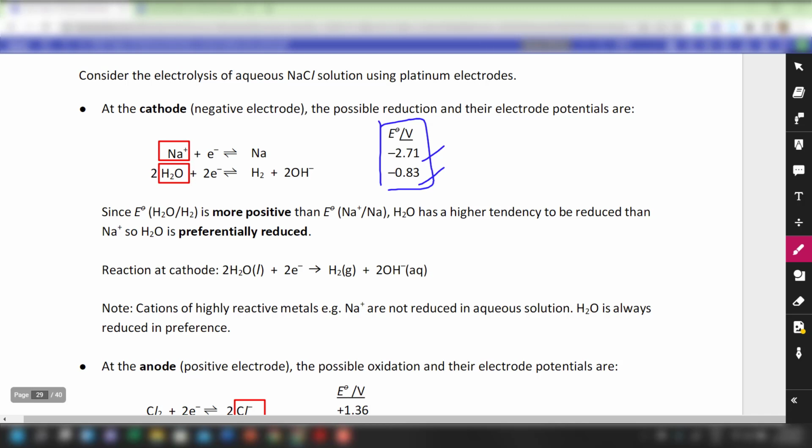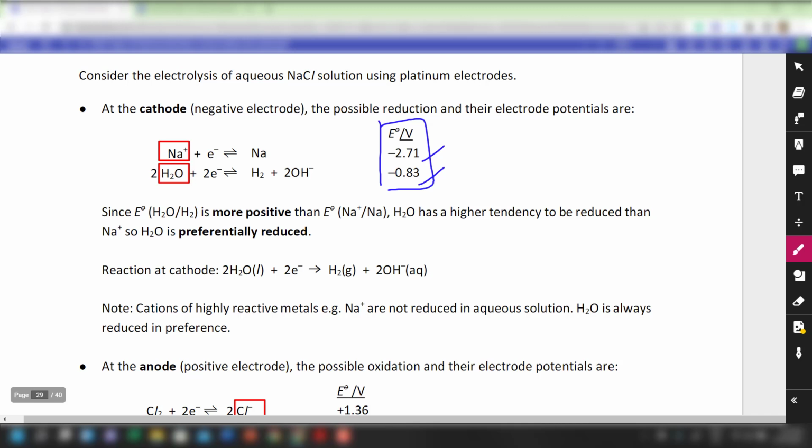You'll notice that the reduction of water to H2 has a more positive reduction potential as compared to that of sodium plus to sodium. And because of that, the reduction of water will preferentially occur. The basic thing is how you want to go about deciding: write down the half equations at the cathode side by side and then compare them and look at which is more positive. The more positive one will preferentially occur at the relevant electrode.